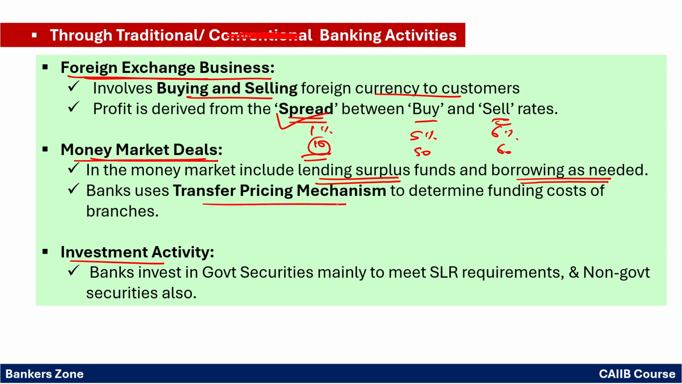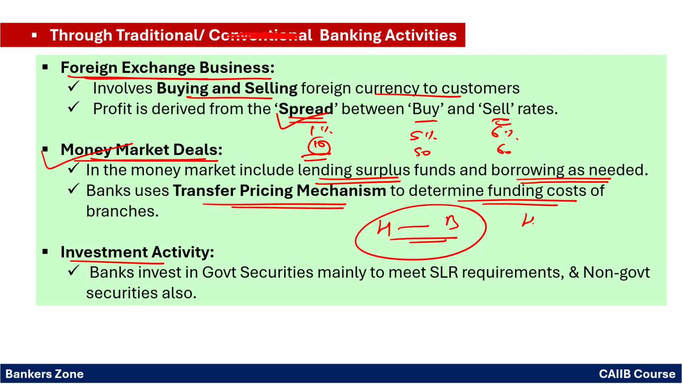Now the transfer pricing mechanism simply determines the fund cost of the branches. So that is also done by the money market deal. So what is the money market deal? One bank needs money, and it takes it from another bank. For example, HDFC gives money to the State Bank of India. So by giving money to the State Bank of India, the bank will earn say a 7% rate of interest. So 7% earned by lending from HDFC to SBI is a money market deal.